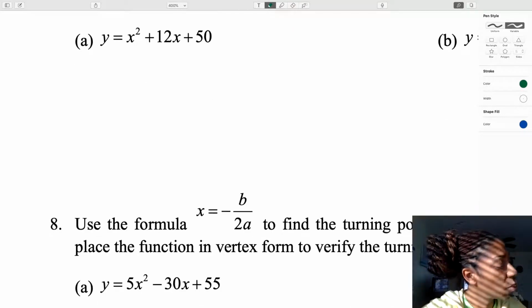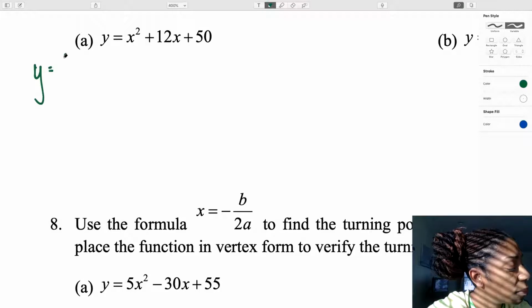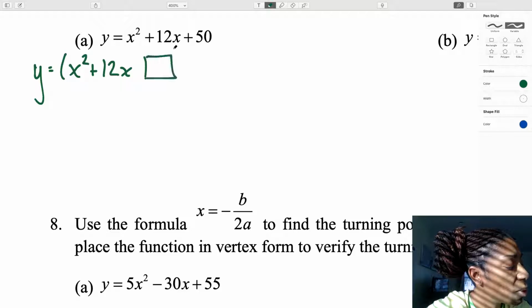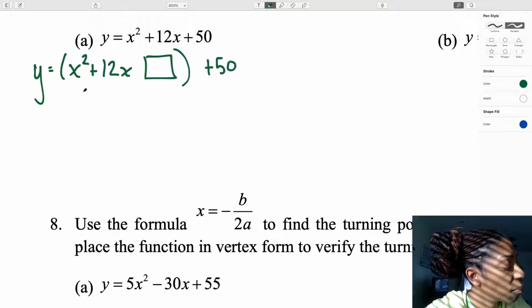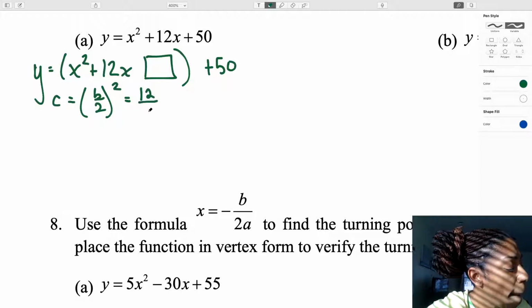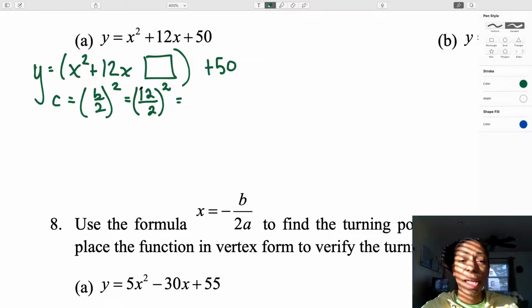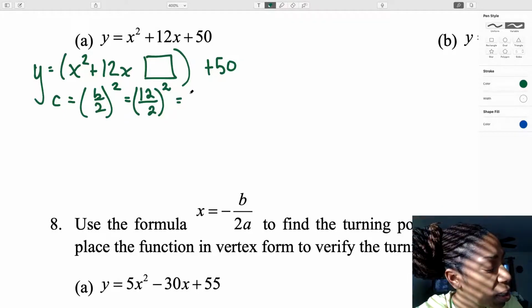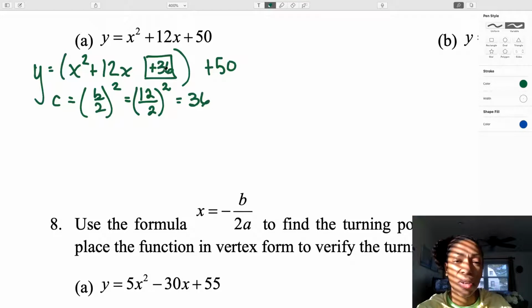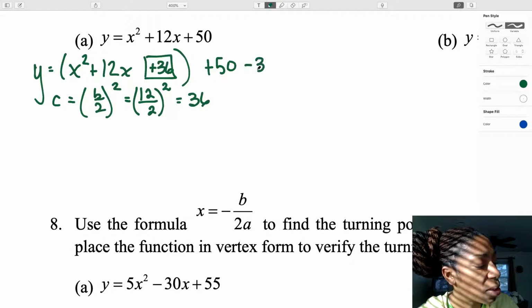So first, we separate and determine the new C. C equals B divided by 2 squared. The B is 12. Oh, that sounds familiar. 12 divided by 2 is 6. 6 squared is 36. So we will put a plus 36 as our new C. Because we're adding 36 to the equation, we have to subtract 36.